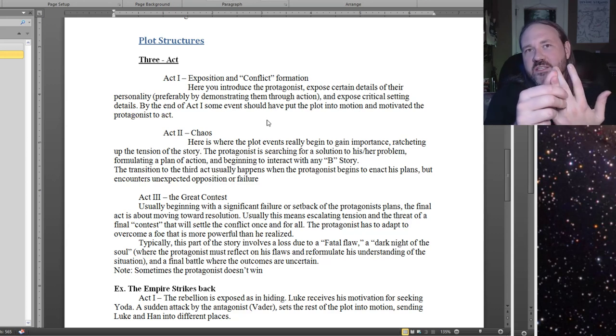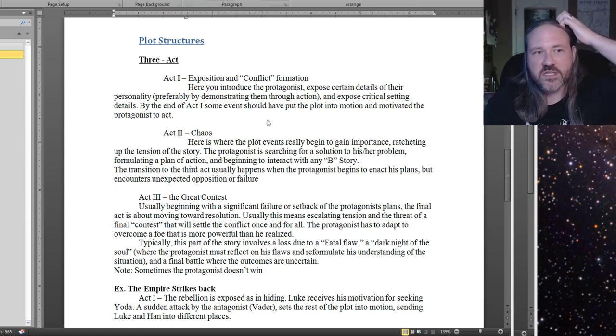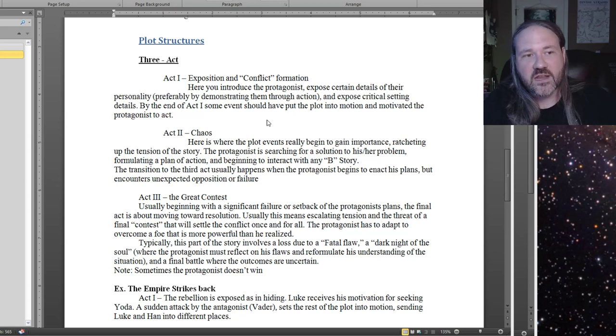Now, while he is trying to avoid being prosecuted for this, he's also trying to investigate the murder. And so now you have a really fleshed out possible plot with this kind of crime story that I just made up on the spot. So here you introduce the protagonist, you expose certain details of their personality, preferably by demonstrating them through action or through dialogue, and expose critical setting details.